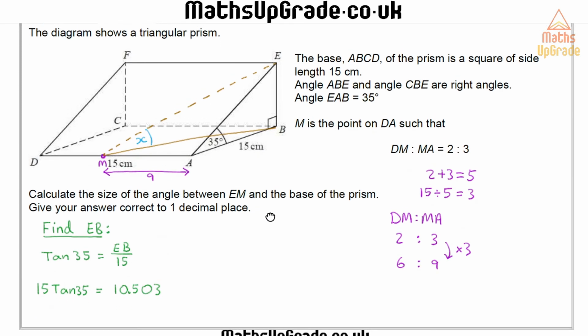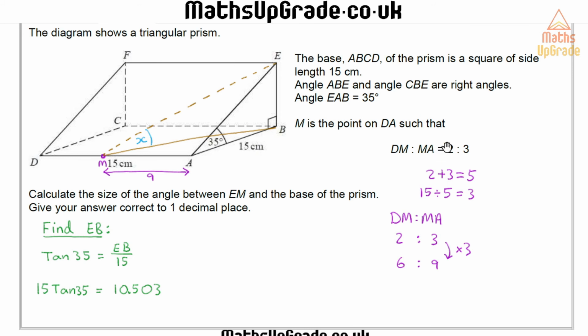So EB. EB is just this length here. If you ignore the rest of the diagram, EB is quite simply from this right angle triangle. It's the opposite side to this angle, and I'm given the adjacent to the angle. So the opposite and adjacent are related using the tan ratio. The tan of the angle is opposite divided by adjacent. So the opposite must be 15 times tan 35, which gives me 10.503. I'll need that later on, but in the meantime, I'm going to find the length of MA.